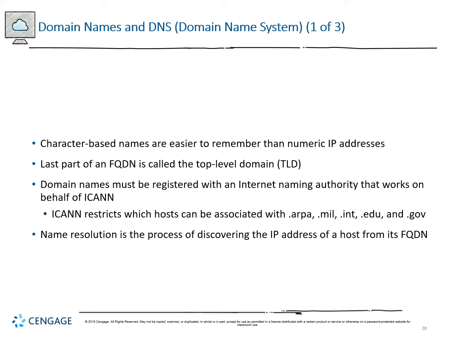ICANN is an organization that restricts which hosts can be associated with organizations such as ARPA, MIL, INT, EDU, and GOV. So those things are essentially protected. Any other registry just makes sure that there's no duplication or direct defamation. It's a legal protection. Name resolution is just the process of discovering the IP address of a host from its FQDN. There is also a reverse resolution process where if you have the IP, you can do what's called a whois lookup.